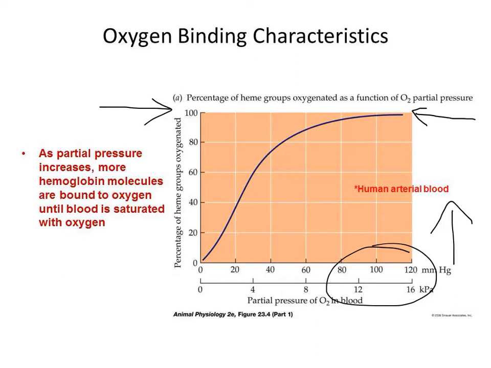Now, just to remind you, in bodily fluids containing respiratory pigments, there is a large population of oxygen binding sites due to the presence of those respiratory pigments. For example, human blood has 5.4 times 10 to the 20 heme groups per 100 milliliters. So the presence of these respiratory pigments greatly increases the oxygen carrying capacity of the blood. So just from this slide alone, we can see that as partial pressure increases, more hemoglobin molecules are bound to oxygen until basically the blood becomes saturated with oxygen, so that all those binding sites are saturated.